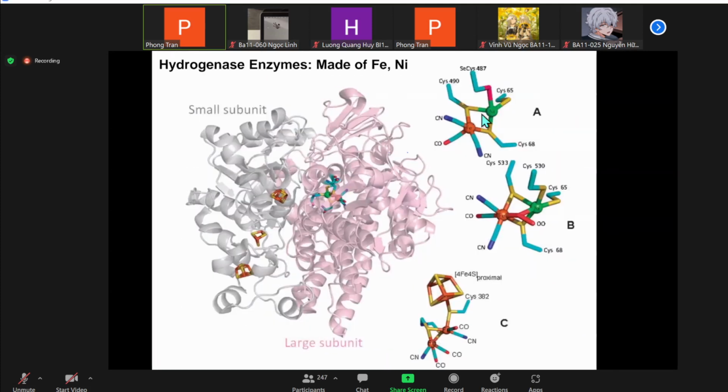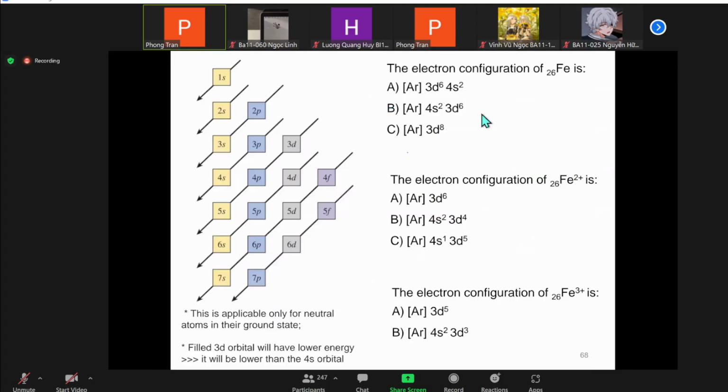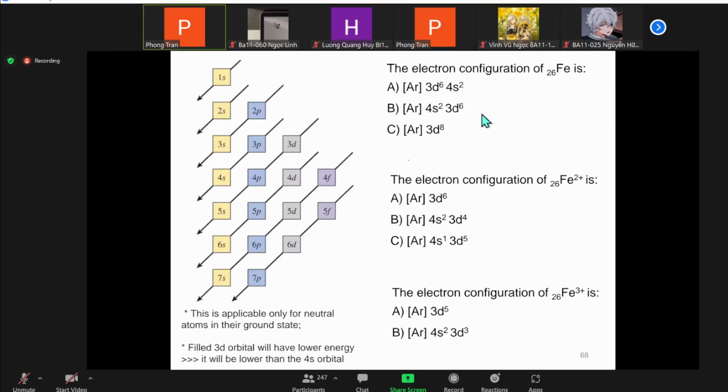Okay. Now we move to the practice. Let's work on the first question. The electron configuration of iron, atomic number 26, is which one? A, B, or C?